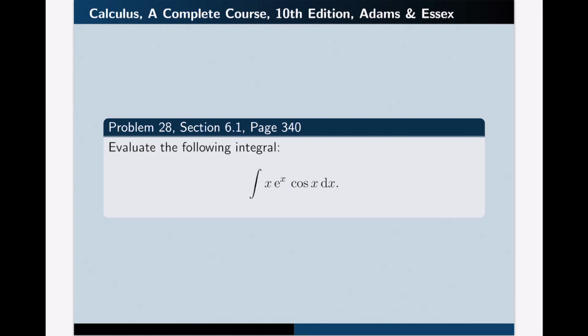Hello, in this video I'm going to solve the following problem for you. Evaluate the following integral: the integral of x times e to the x times cosine x dx. It would be a good idea if you pause the video at this point and try to solve the problem yourself first.